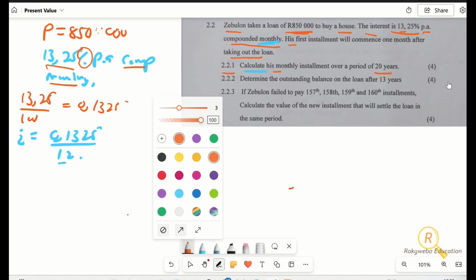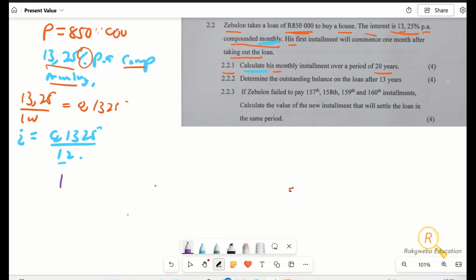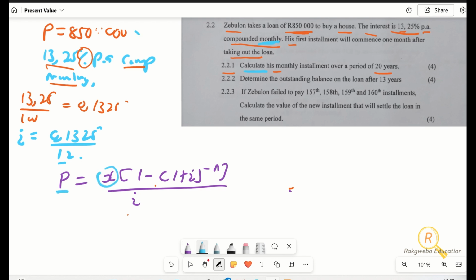So this is what you have there, and they ask you to find the monthly installment over a 20-year period. So we have that our present value formula is x open bracket 1 minus 1 plus I to the power minus n, all over I. Remember what you're looking for here. You're looking for the value of x. You're given the present value to be 850,000. You're also given the I as well.